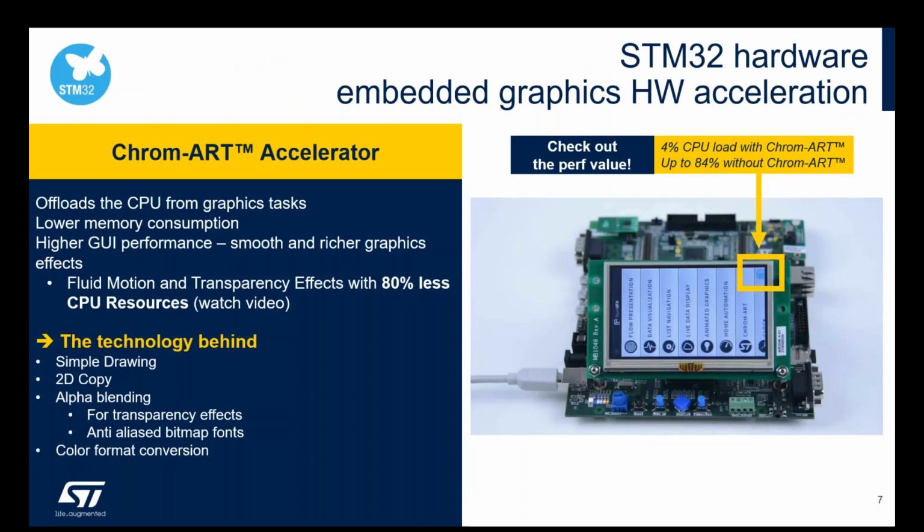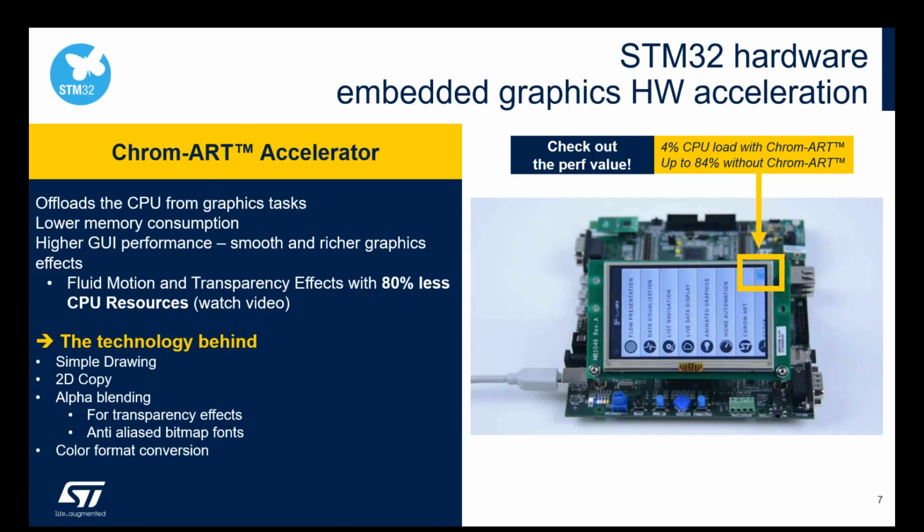Let me just emphasize some of the key ingredients of why it's easier to use an STM32 to run graphics. One point is the ChromeArt accelerator. ChromeArt is a graphics accelerator we embed in some selected STM32 microcontrollers to offload the CPU for specific graphic operations. It handles simple drawing, 2D copying, alpha blending, and color format conversions, as some of them.